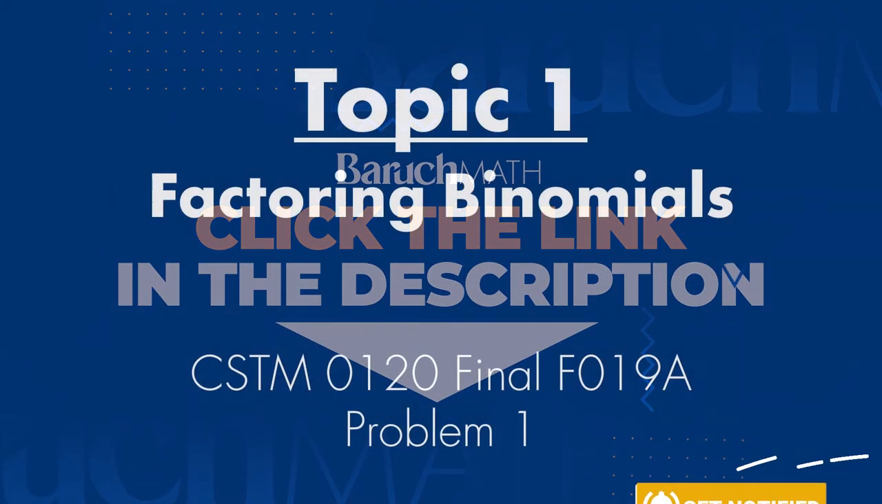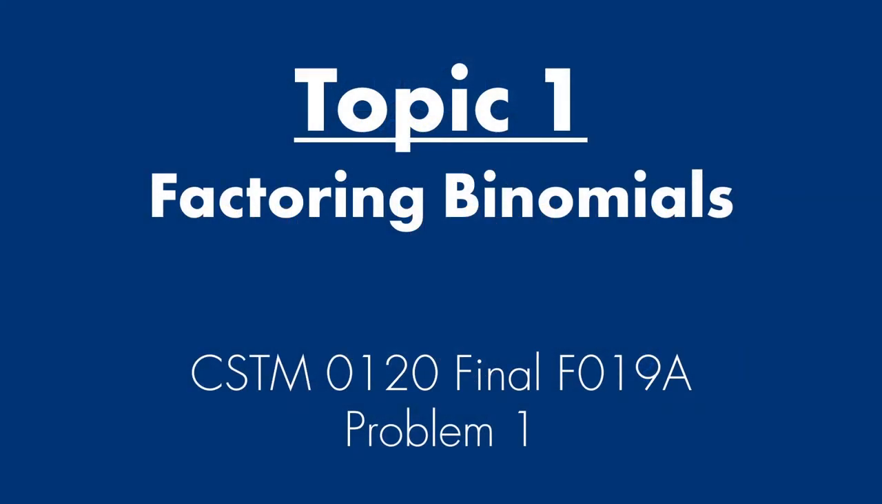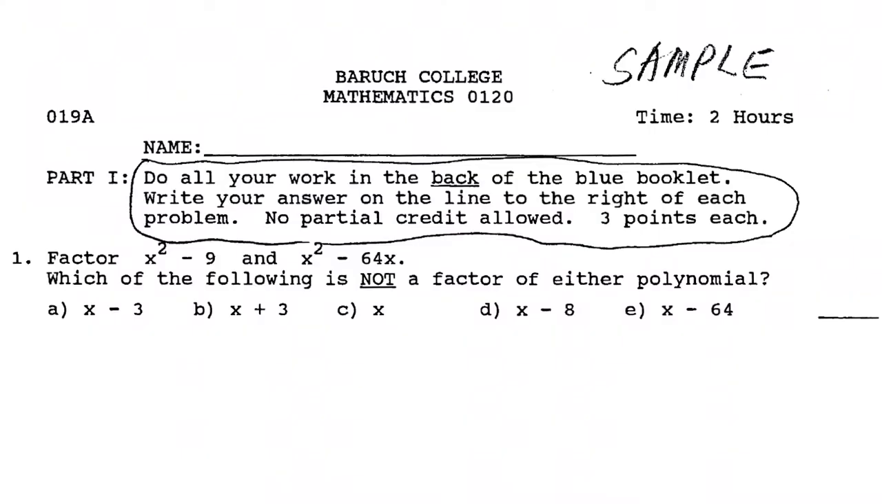So let's do this. The first topic is factoring binomials. So we're going to look at problem one from final 019a. Here we need to factor x squared minus 9, x squared minus 64x, and identify which of the following is not a factor. For the first one, we can clearly see that this is a difference of squares. Why? Because it looks like x squared minus 3 squared, and based on the formula, it's equal to x minus 3 times x plus 3.